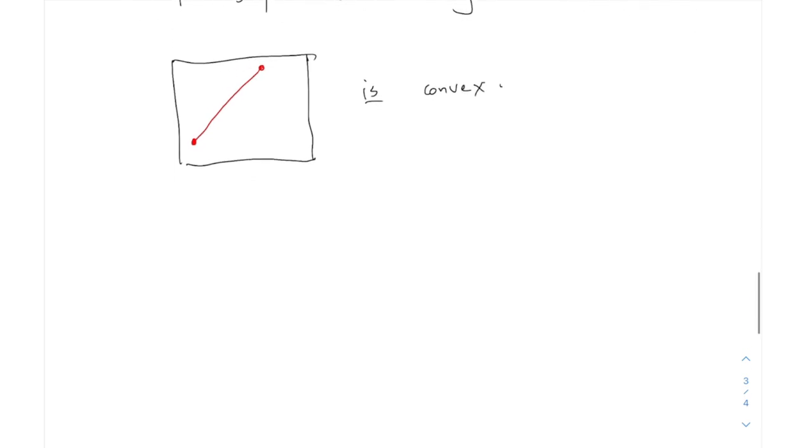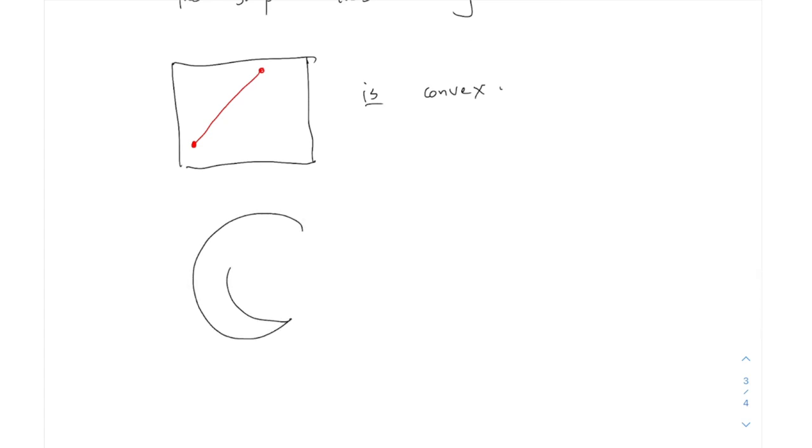All right? Whereas something like this, say, this one is not convex. Can you see two points where the straight line connecting those two points does not stay inside the shape? I think you can. Something like a point over here and a point over here. The straight line connecting those two points leaves the shape. That's bad, right? So this one is not convex. All right? That's what convex means. Any shape, you can ask yourself, is it convex or not?